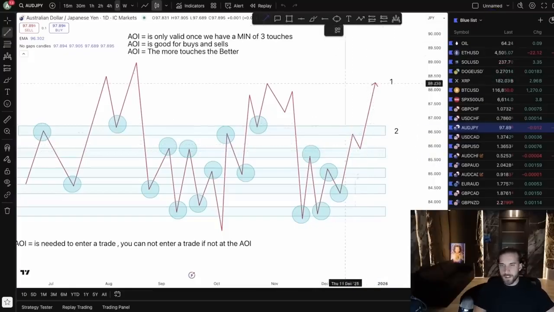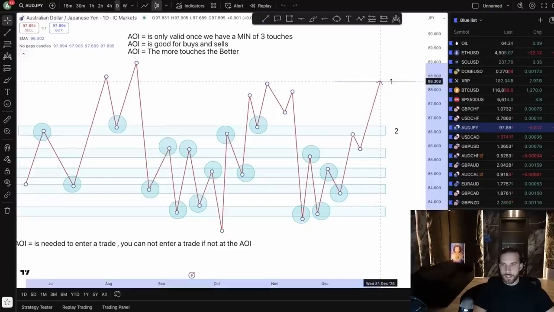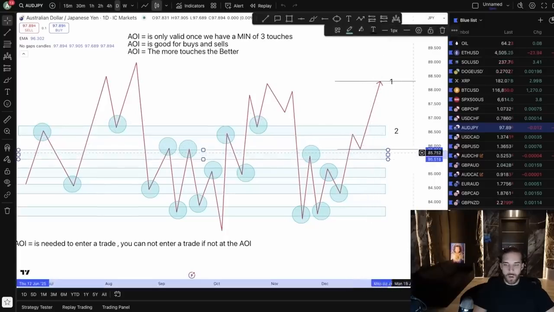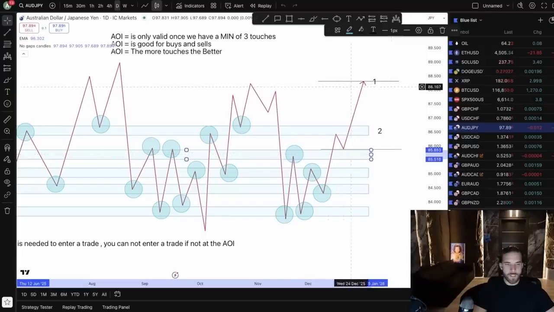This right here is the higher high. This right here is the higher low. If this is the higher high and this is the higher low, you can only have an area of interest within the higher high and the higher low. Having an area of interest below the higher low completely defeats the purpose of having identified if it's bullish or bearish.